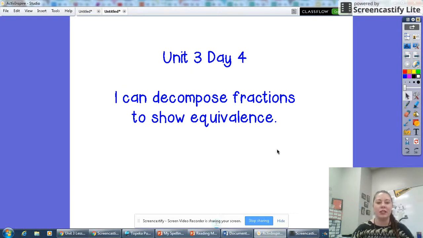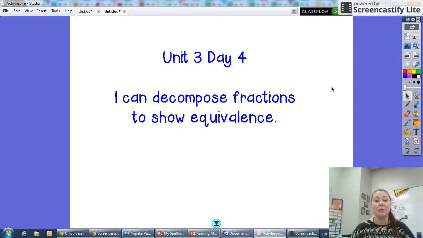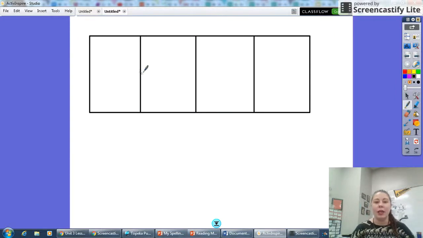We are on Unit 3, Day 4, and our I Can today is I can decompose fractions to show equivalence. Equivalence simply means equal. Okay, so we're going to be showing how fractions are equal to each other. So let's begin. Right here, I have a tape diagram or a fraction bar that is divided into fourths.